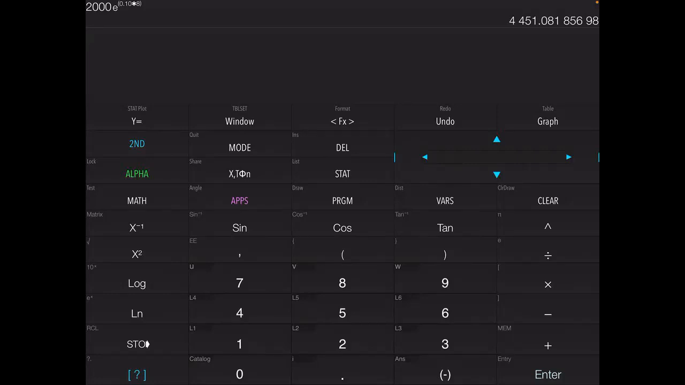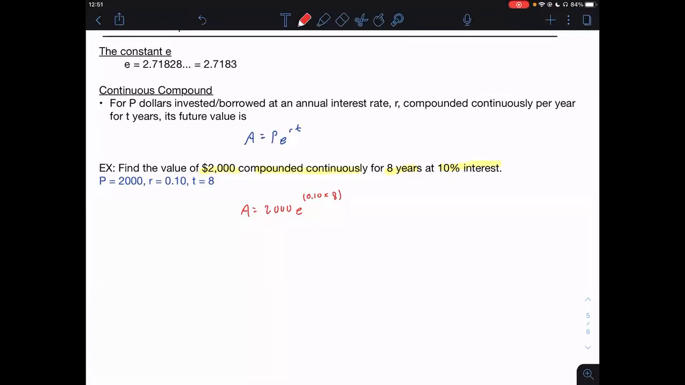Okay, so for this initial investment, 2,000 bucks, if we compound it continuously for 8 years at an interest rate of 10%, after 8 years, this investment is going to grow to $4,451.08. Okay.